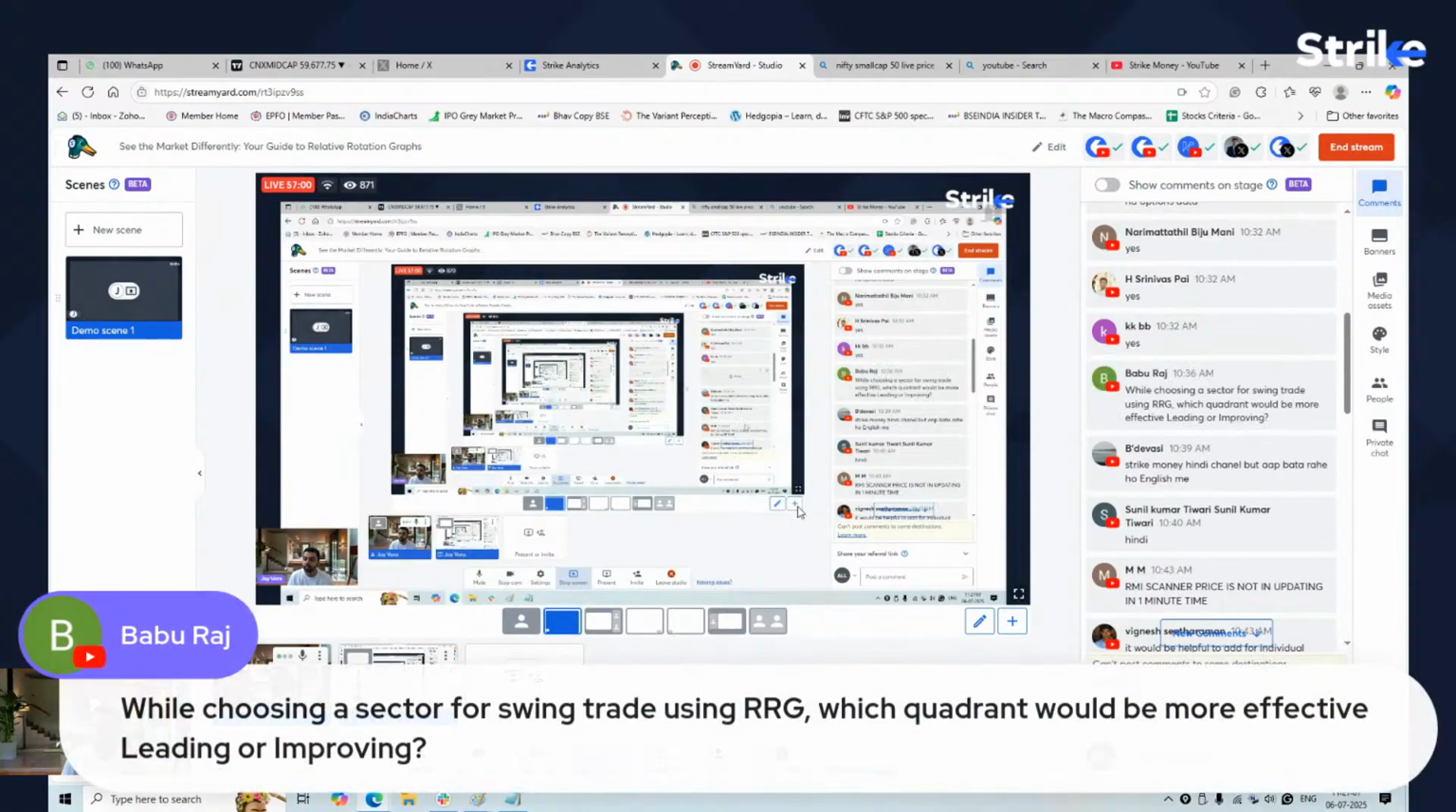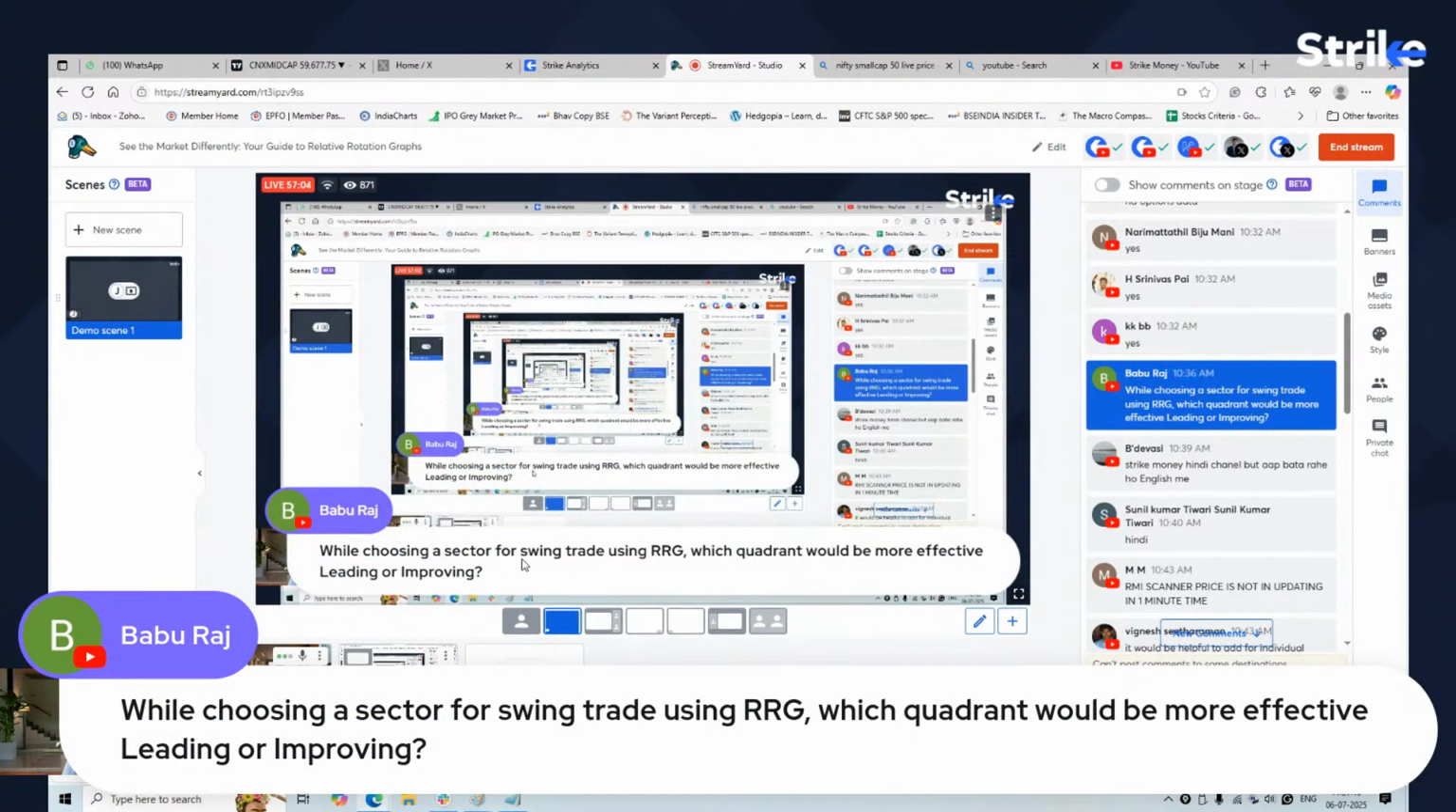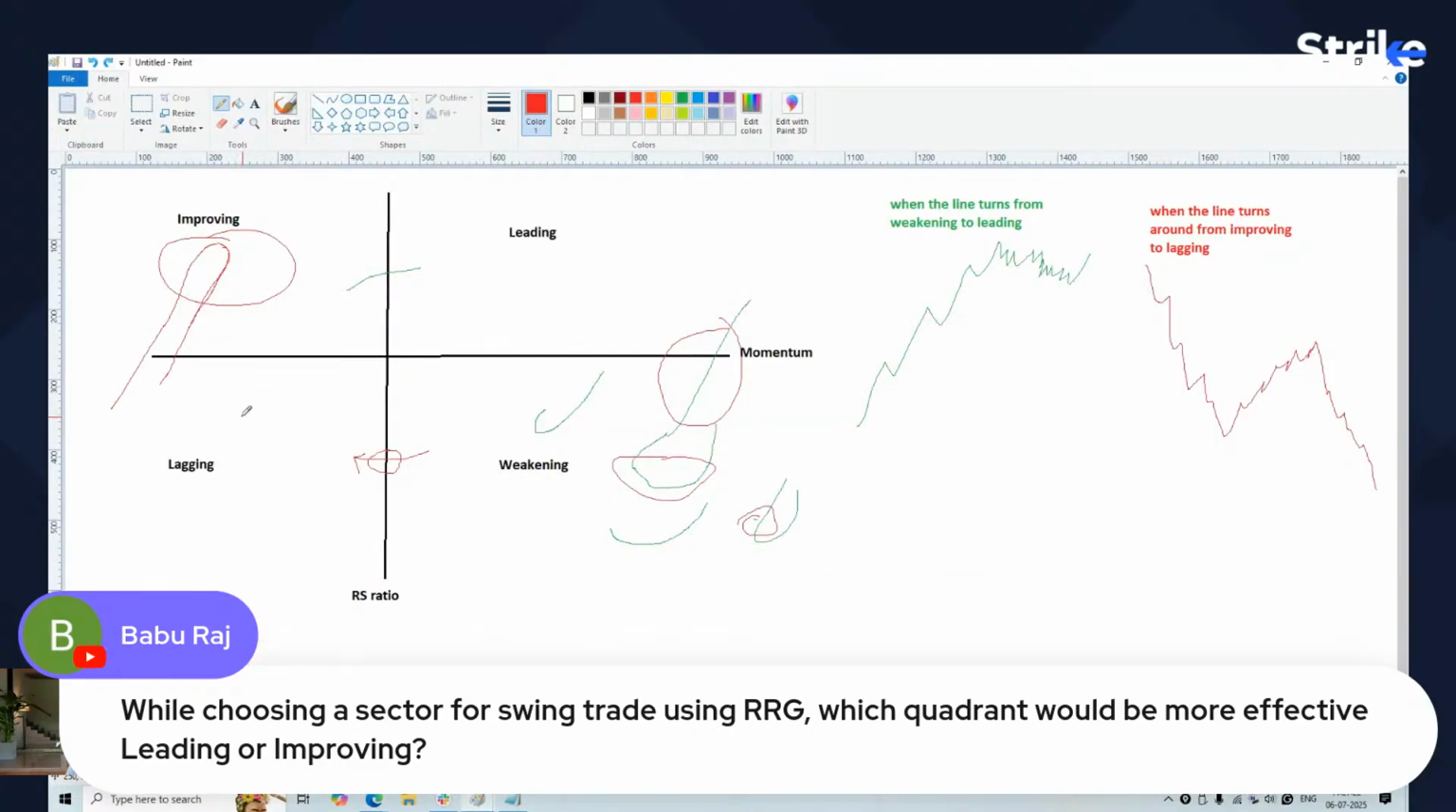While choosing sector for swing trade using RRG, which quadrant could be more effective, leading or improving? So as I mentioned to you, you'll either go with this or you will go with something that is turning around. This would be a very conservative and a good bet, because it has already proven that it is an outperformer. So that's why this is good.